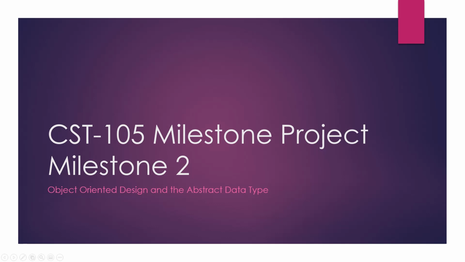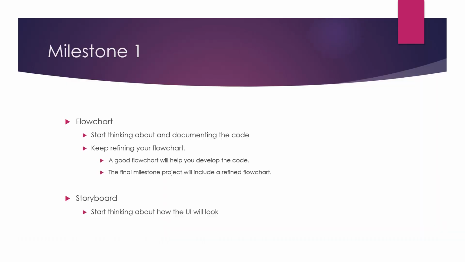This time we're going to discuss Milestone 2, which is going to be about object-oriented design and the abstract data type. So recall in Milestone 1 we did a flowchart, so that gave you a chance to start thinking about and documenting your code for the UNO game. Keep refining this flowchart. A good flowchart will help you develop the code, and the final Milestone project will include a refined flowchart. We also did a storyboard for Milestone 1, and that gave you a chance to start thinking about how the user interface will look for your UNO game.